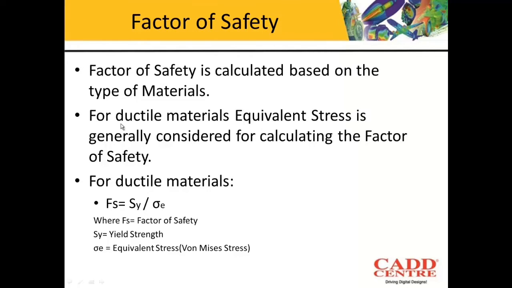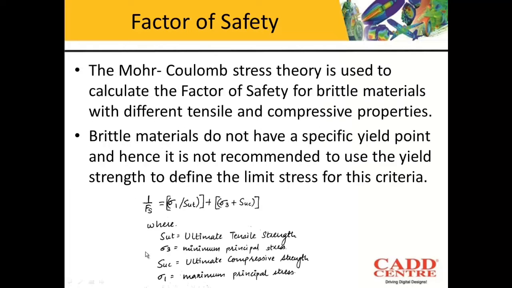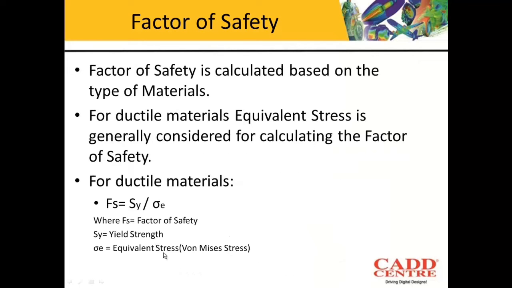Okay. For ductile materials, that is general metals that we use, the equivalent stress is generally considered for calculating the factor of safety. So the formula is such that f of s is equal to Sy divided by equivalent stress. Sy is nothing but the yield strength and your calculated stress, that is your von Mises stress. What is the von Mises stress? It is nothing but the equivalent stress. We will be studying about the equivalent stress in the coming sessions.